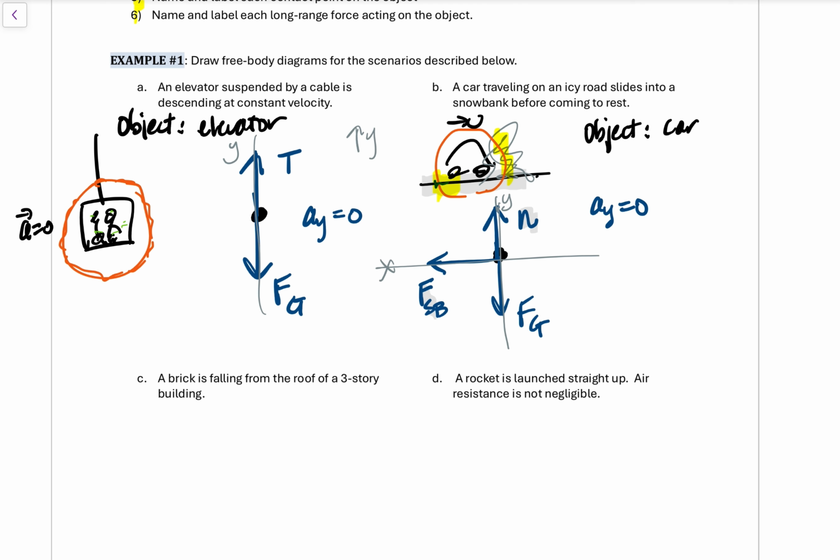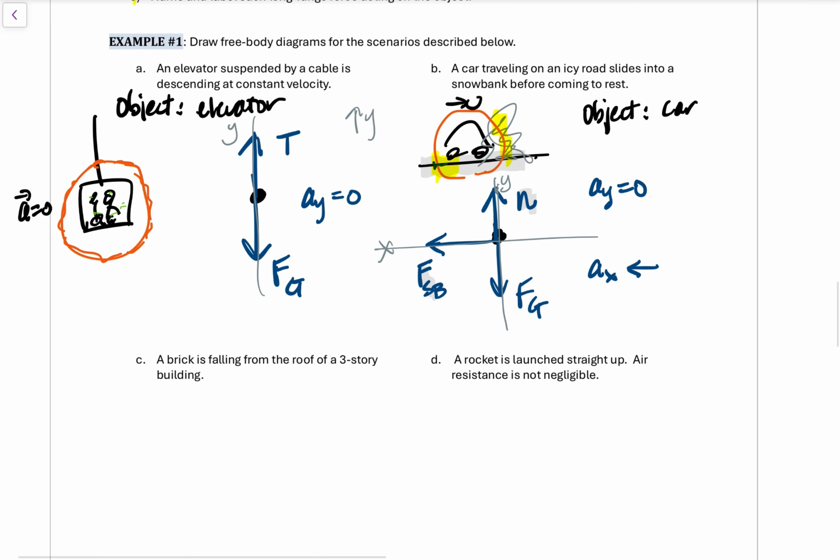So if I'm traveling on a horizontal road, then my car is not going up or down, right? It's not moving up in the vertical direction. It's not going down into the road. So there's no acceleration, no change in direction or speed in the y direction. So I'm going to say my a sub y is equal to 0. From this picture, I'm going to know that my a sub x is directed this way.